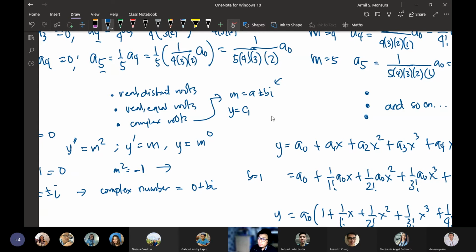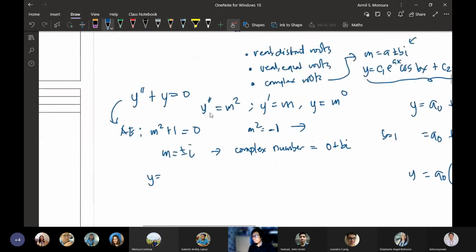So you have C1 times e raised to ax, positive actually, e raised to ax, cosine of bx, plus C2 e raised to ax sine bx. That is the rule. That is the solution when your roots are complex. Do you recall this? So, recall those two as well.